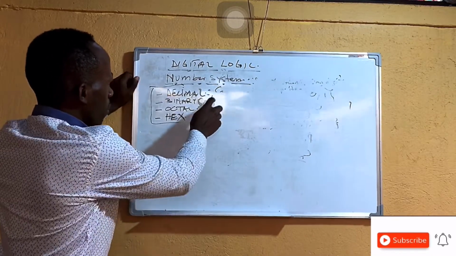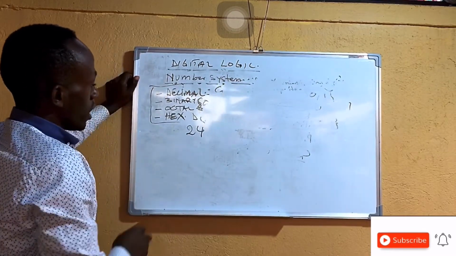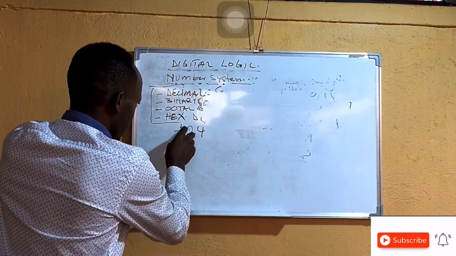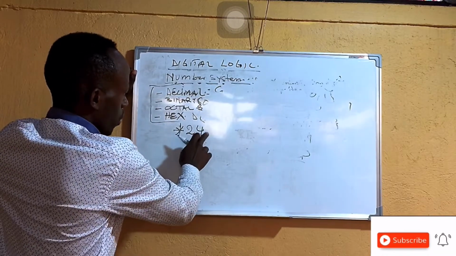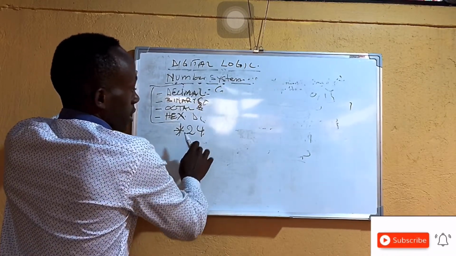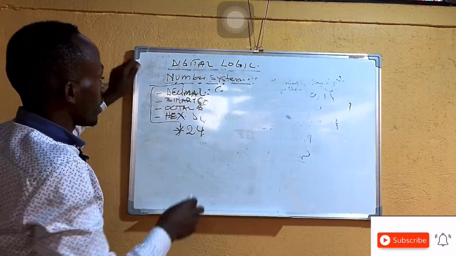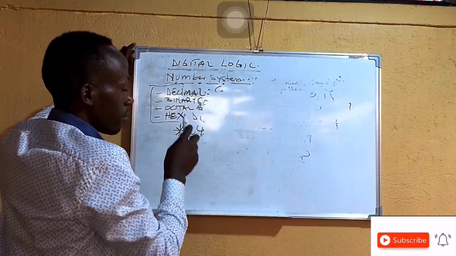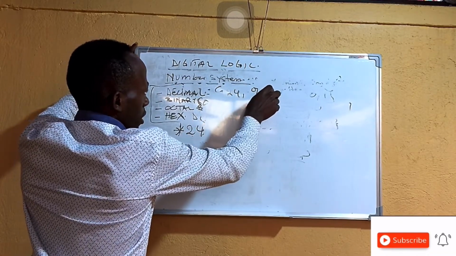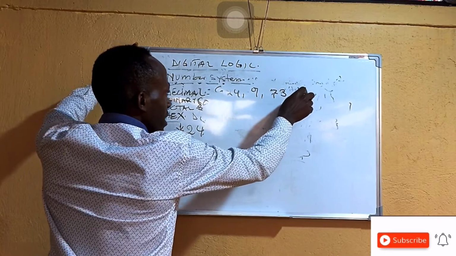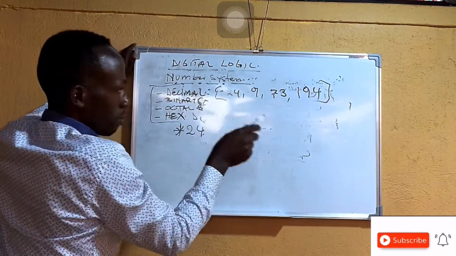Friends, if someone gives you a number, for example, 24, and it is 24 direct, not indicated base 8 or 24 base 16, this means that this 24 will be a decimal number, because if we're writing decimal numbers, we don't give them the bases. For example, we may write 24, 9, 73, or 194. These are different decimal numbers. They will not have bases.